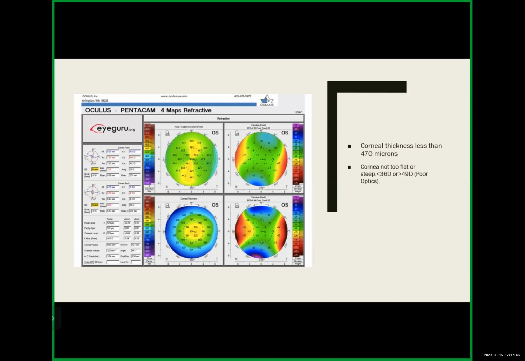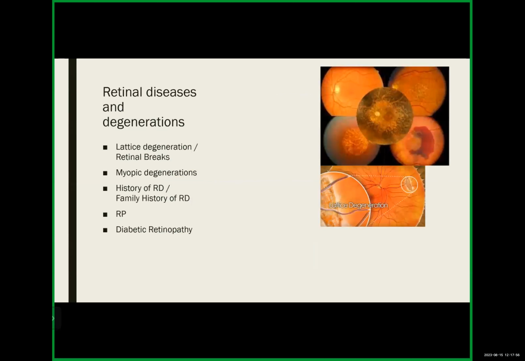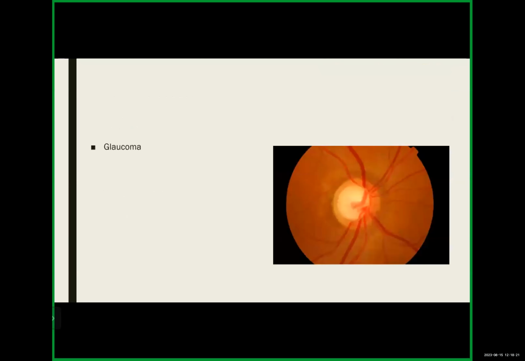The cornea should not be too flat or steep: less than 36 diopters or greater than 49 diopters is a contraindication. Retinal diseases and degenerations: before performing any refractive surgery, retinal pathology should be evaluated. Any retinal pathology like lattice degeneration, retinal breaks, myopic degeneration, history of RD or family history of RD, retinitis pigmentosa, or diabetic retinopathy are contraindications.